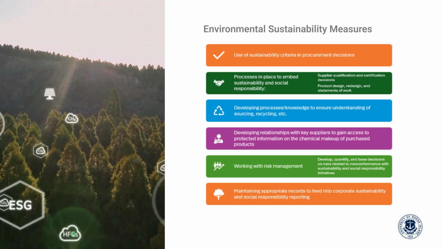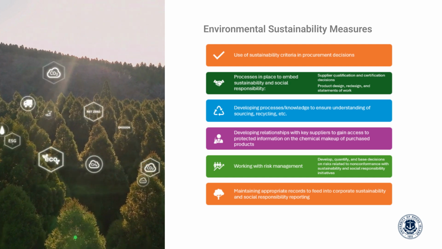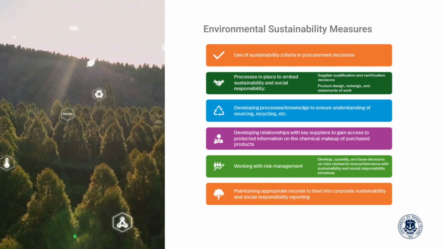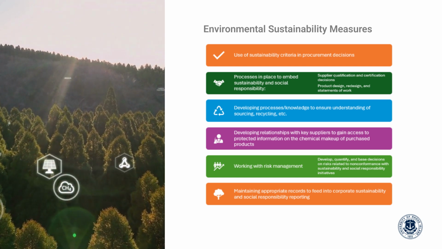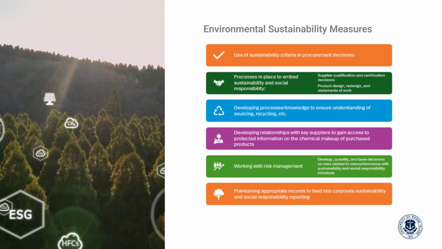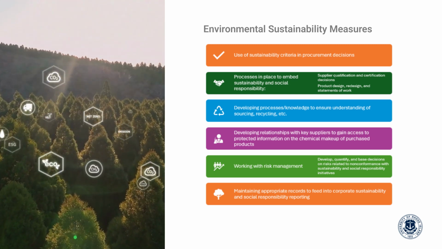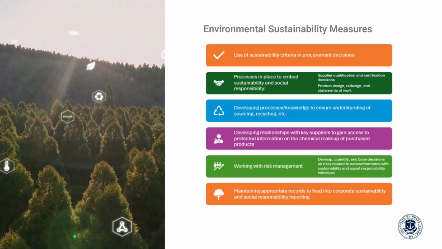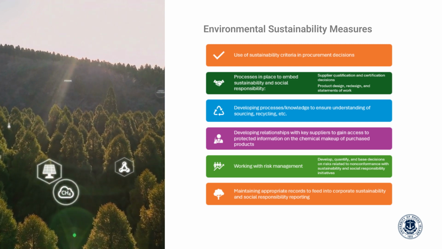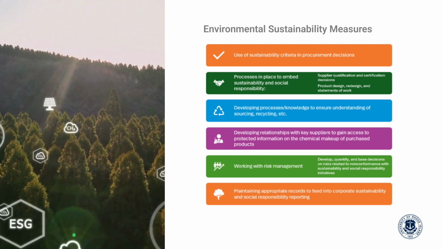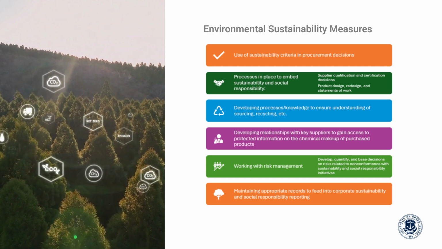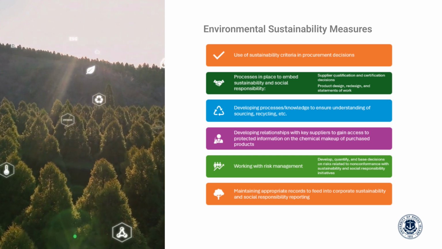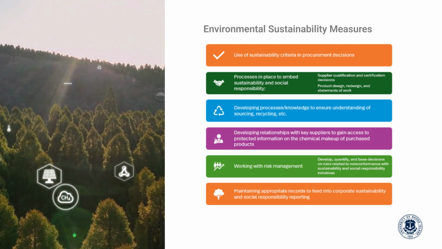A third measure involves developing processes and internal knowledge that help employees understand sourcing practices, recycling requirements, and environmental considerations. Building this knowledge base ensures that sustainability principles are consistently applied throughout the organization. Organizations also work to develop strong relationships with key suppliers. These relationships can provide access to important information, such as the chemical composition of purchased products, which helps firms monitor environmental compliance and identify potential sustainability risks.